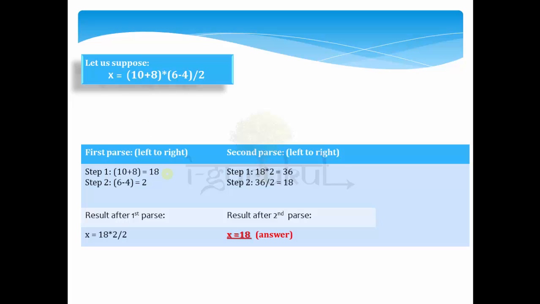In the first step, it will add 10 plus 8, that is 18. And in the second step, it will subtract 6 minus 4, that is 2. So our output will be 18 multiplied by 2 divided by 2. When again it will traverse from left to right, it will look for the highest priority, and now we have got the highest priority of multiplication and division. So first it will multiply 18 into 2, that is 36, and then in the second step it will again divide the output by 2. We will get our output as 18. So this is the correct method to solve any problem.